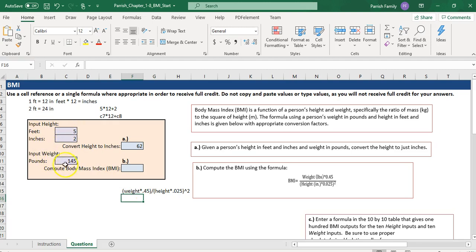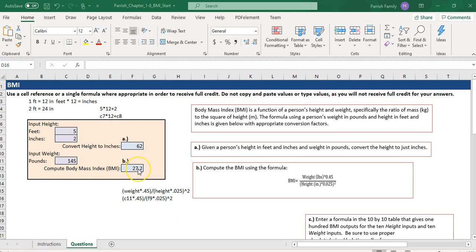So in this pink chart here, where is the weight? The weight is right here at 145. It's located at C11. So instead of typing weight, we're going to type C11. And where is the height in inches located? The height is right here at 62. It's at F9. So we want F9 there. That's the formula we're going to type in this cell to give us the body mass index for somebody who is 5 foot 2 inches tall and 145 pounds. I'm going to give you a minute to type that formula in.